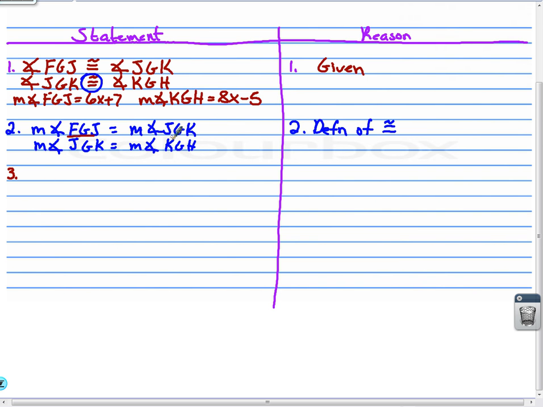If angle FGJ is congruent to JGK, and JGK is also congruent to KGH, that means that these two must also be congruent. So my next step is that the measure of angle FGJ will equal the measure of angle KGH. That is the transitive property of equality.